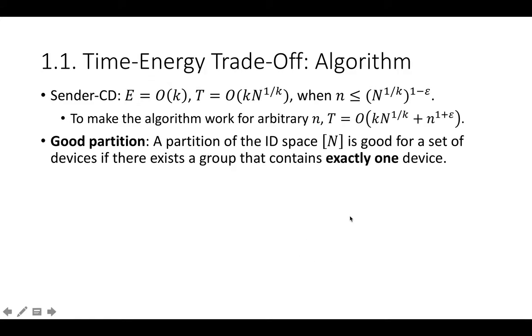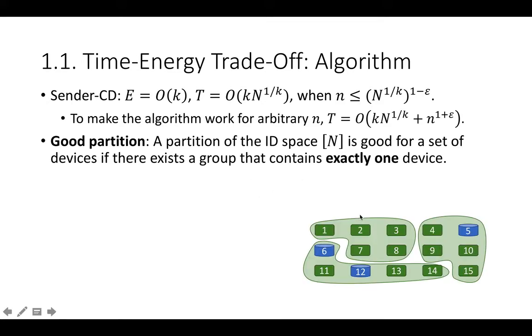Our algorithm uses the following notion of a good partition. We say a partition of the ID space is good for a set of devices if there exists a group in the partition that contains exactly one device. For example, in this illustration, we showed an example where the ID space is 15, and there are 3 devices, 6, 5, 6, and 12. So this partition is a good partition for this set of devices because there exists this group that contains only 1 device.